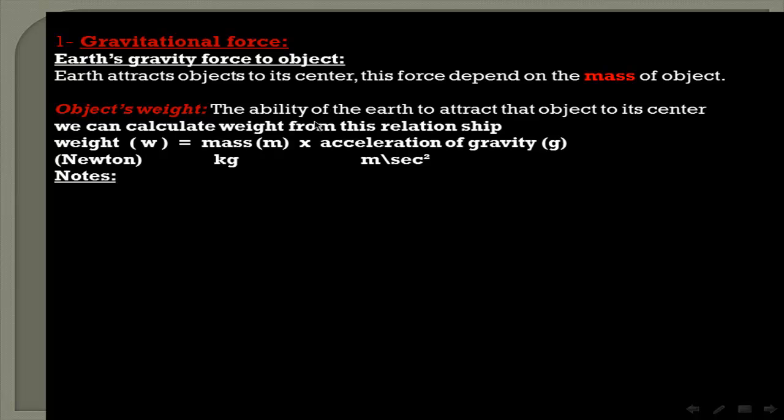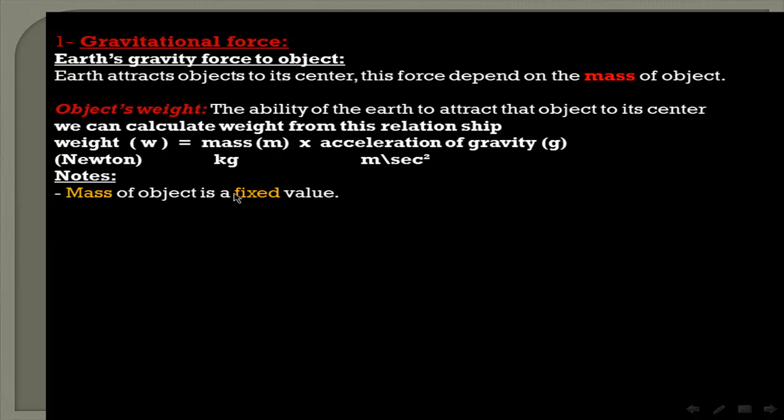We can calculate weight from this relationship. Weight equals mass times acceleration of gravity, and the measuring unit of weight is Newton. The measuring unit of mass must be in kilogram. The measuring unit of acceleration is meter per second square.